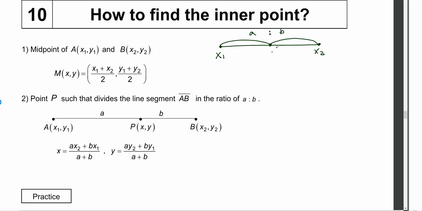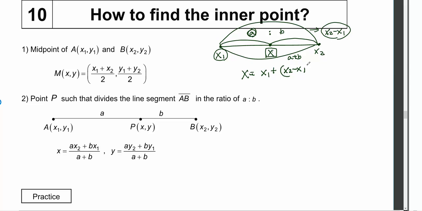What is this number? X. I'm going to use the midpoint, just x, right? X midpoint. How can you find the value of x? Usually we use this one. X equals how much? From here, x1 is the x coordinate. What is the length of this side? X2 minus x1, isn't it? But we take only a out of what? A plus b, right? Total ratio is a plus b, but this is only a. So we take a over a plus b of this length. So x equals x1 plus a over a plus b times x2 minus x1. That is the value of x.